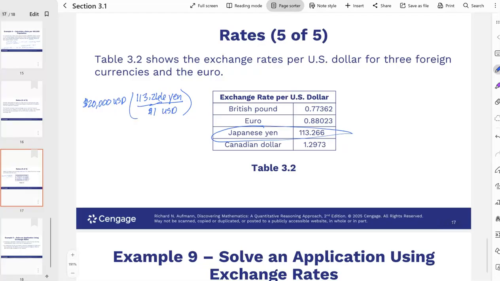And then we just multiply fractions. So we've got 20,000 times that 113.266, and then we're going to divide it by 1. So 20,000 times 113.266. I got 2265320, and when I divide it by 1, I'm going to get 2,265,320.